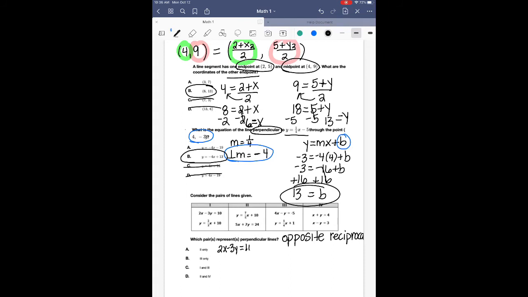So I have 2x minus 3y equals 10. I'm going to subtract 2x. So negative 3y equals negative 2x plus 10. Divide by negative 3. And y is going to simplify and equal positive 2/3 x minus 10/3. Now, for this one, I have positive 2/3 and positive 2/3. We don't want parallel lines. These are parallel lines. We want perpendicular. So 1 is out.